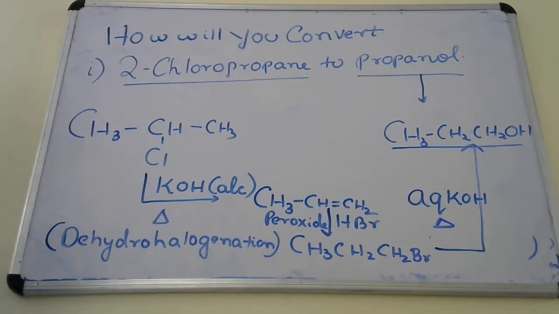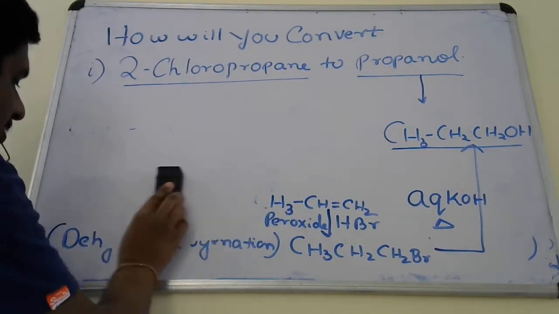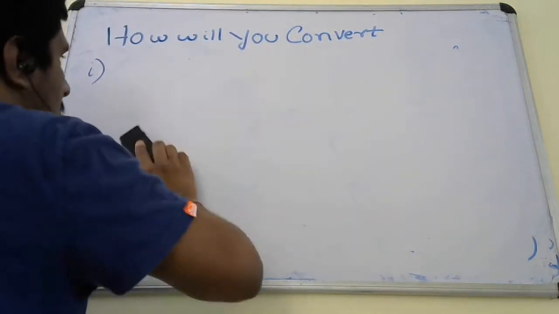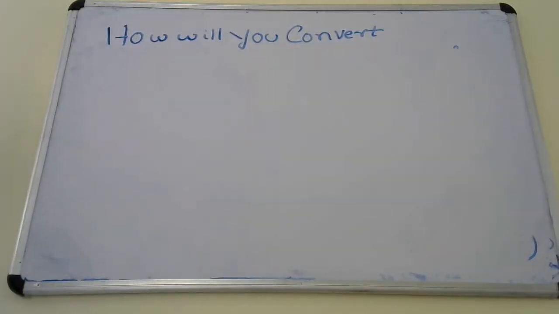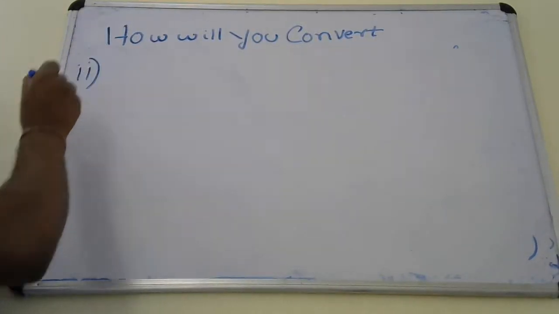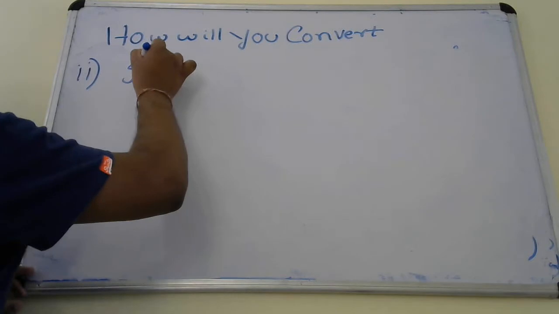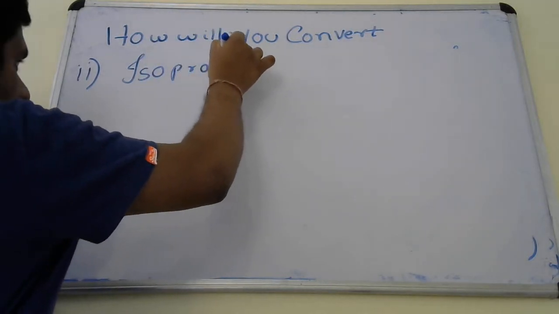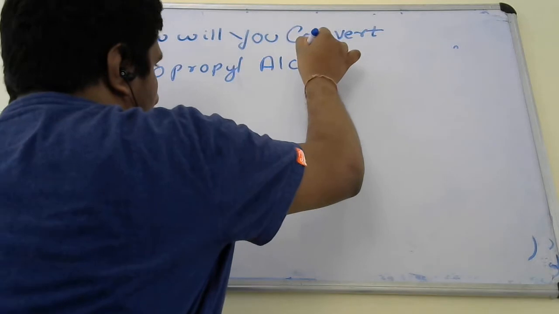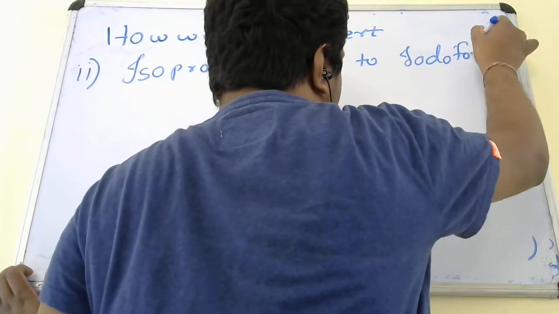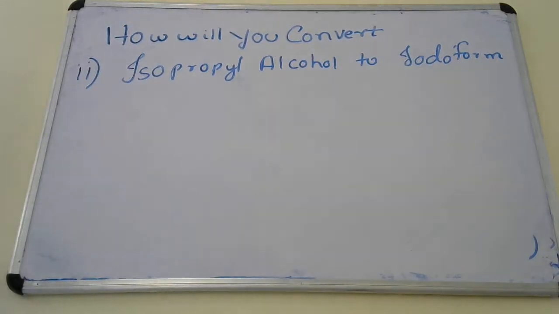Now another interconversion. All the interconversions I am doing are from the haloalkane and haloarene chapter. Another interconversion is isopropyl alcohol to iodoform.